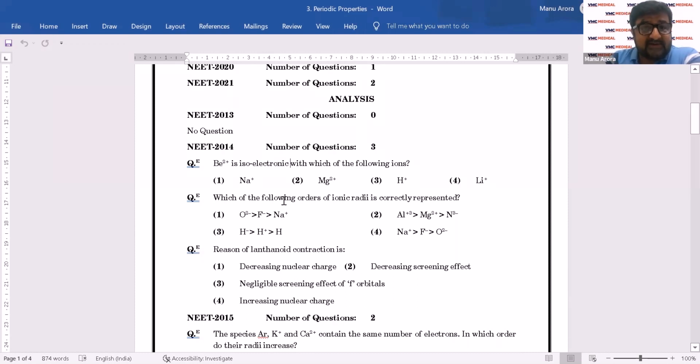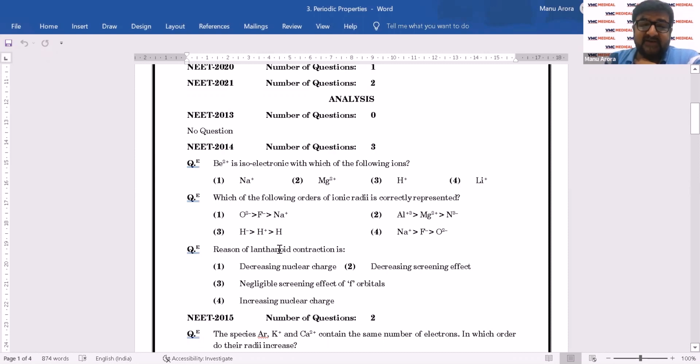All you have to do is just calculate the electrons. Now, the second one is on ionic radii. This one is, of course, an easy question to attempt. You know that cations are smaller in size due to increased effective nuclear charge, and anions are larger. So I don't think this is something which is unachievable.